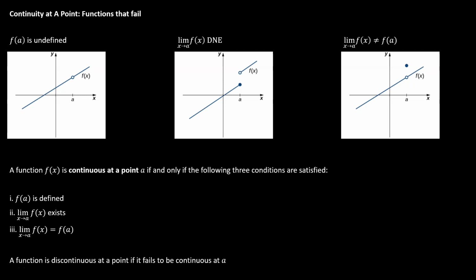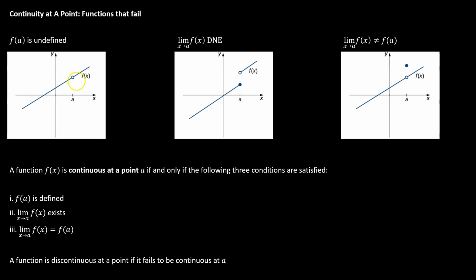We are looking at three different graphs. Each one of these graphs is not continuous, meaning they fail the continuity test. And they each fail in a different way. In the first graph on the left, there's a point missing along this line. That represents the fact that the function is not defined for the input x equals a. If we try to plug a into our function, it is undefined, therefore we have a missing point on the line.